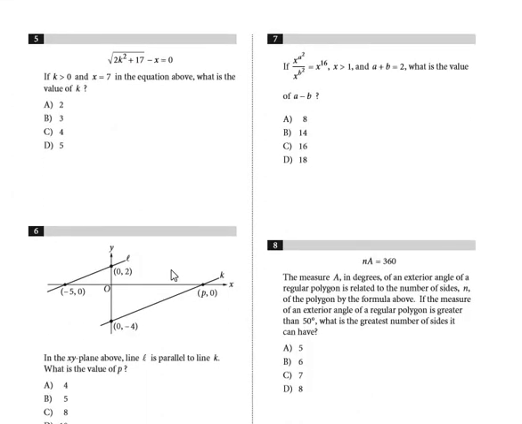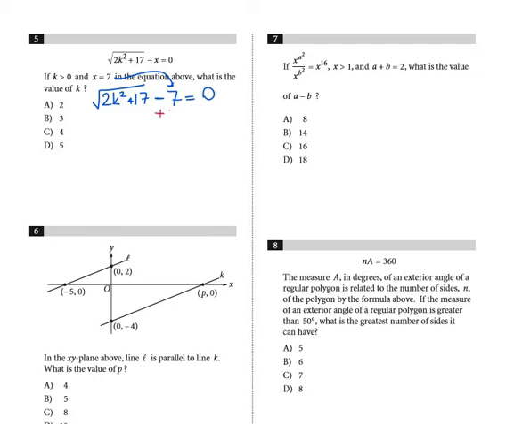Question number 5. If k is greater than 0 and the x value is 7 in the equation above, what's the value of k? We were given the x value, so we can directly plug in. I'm going to solve algebraically, but you can plug in the k values one by one and see whether it satisfies the equation. That's the easy way, but I would like to teach the algebraic way too. So 2 times k squared plus 17 minus, instead of x we can directly write 7 because it's given, equals 0. So we're going to solve for k.